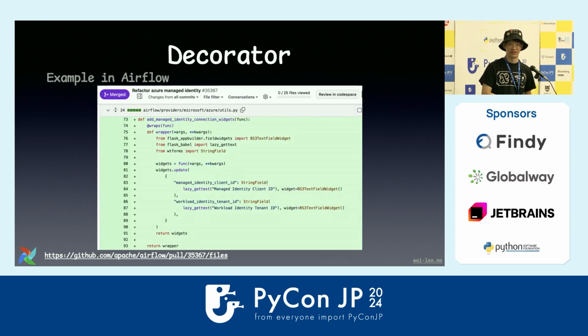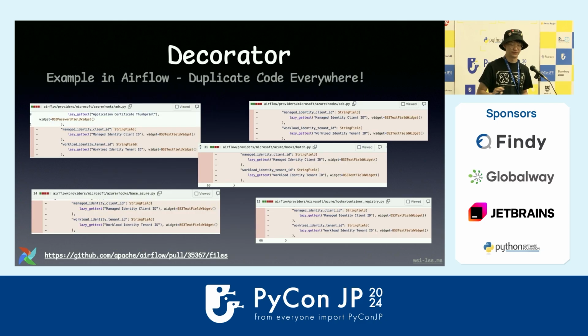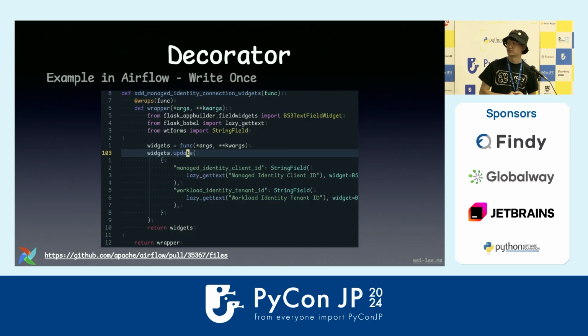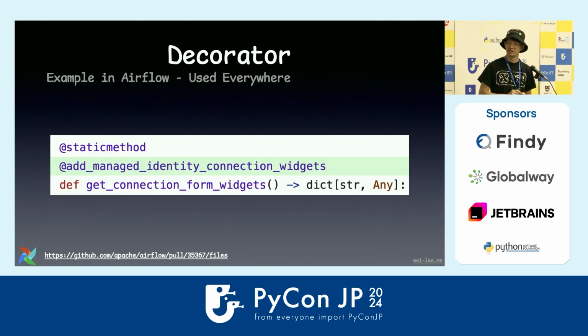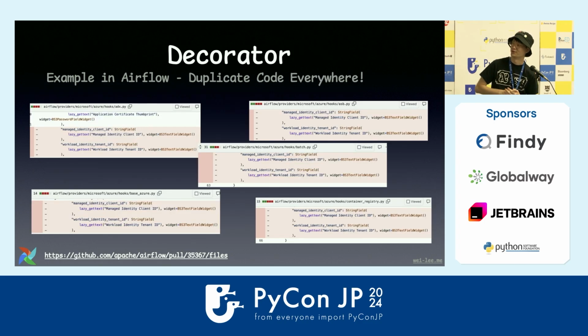And here's an example from Airflow. We have a lot of duplicate code. So basically, this line is pretty much the same among a few classes. And I tried to extract the logic here and implement it as a standalone decorator. So later on, I just add this decorator to all those methods. So that's how we can remove all these lines.